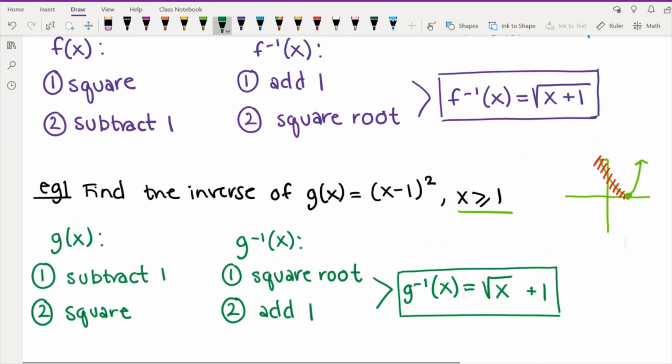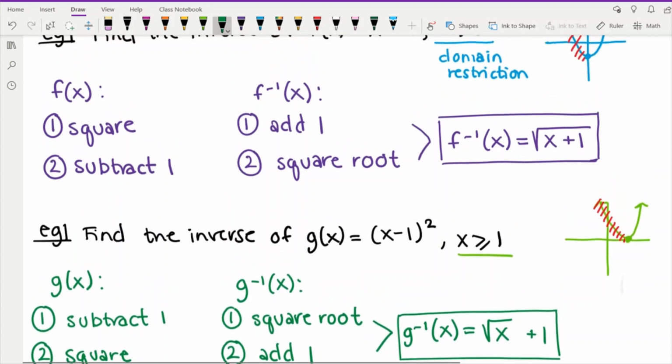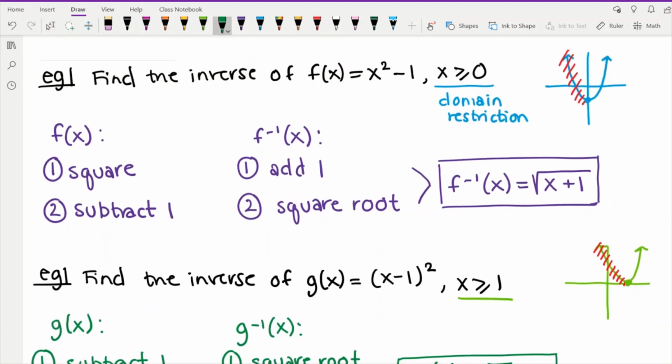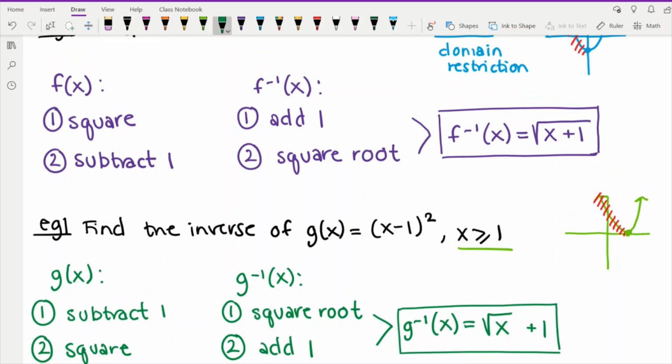So by the way, we can see that's different from the one that we got in the last one, right? So these were similar original functions. The first one was x squared minus 1. This is x minus 1 squared. And similarly, the inverse functions, they kind of look similar, but they're doing things in a different order.